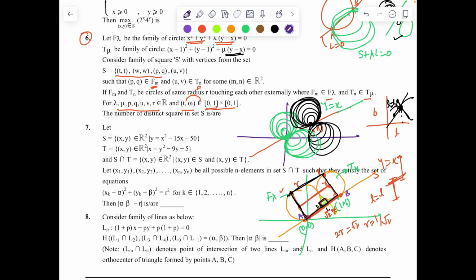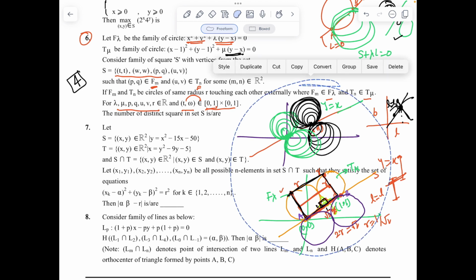Exactly in the same fashion, we'll have 2a square for the circles which are the mirror image along the line y equal to x. So in total, the answer for this problem is 4. So this was a beautiful question which was just based on understanding the meaning of the problem and the family concept. Let's come to the second problem.